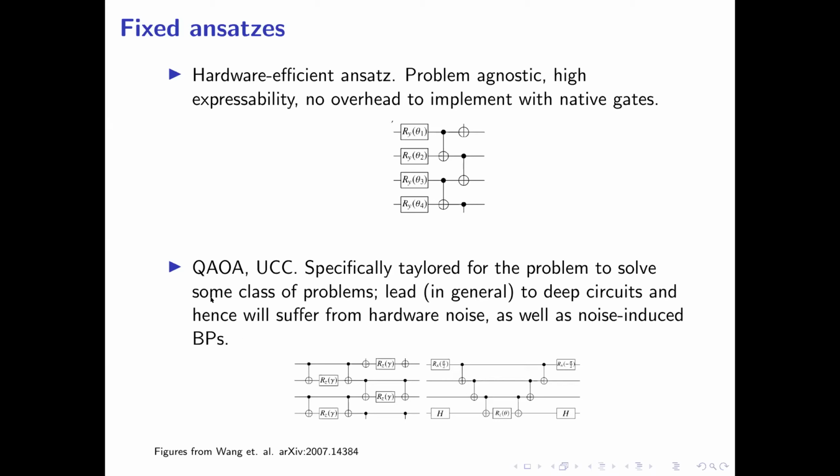Then we can devise some more problem-inspired ansatz like QAOA, or unitary coupled cluster, which is used for quantum chemistry purposes and is inspired by quantum chemistry methods. In general, they are inspired by the problem, but they lead to very deep circuits, and these will often suffer from hardware noise.